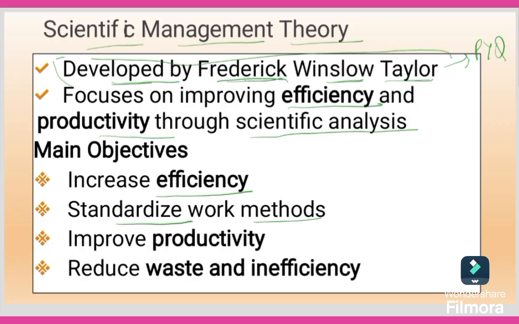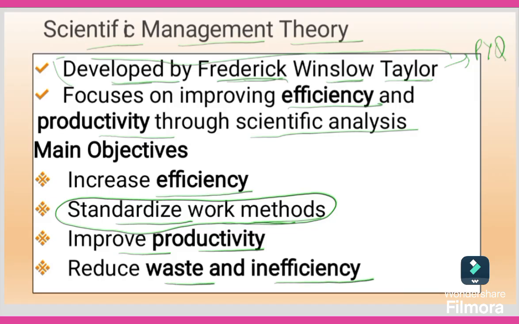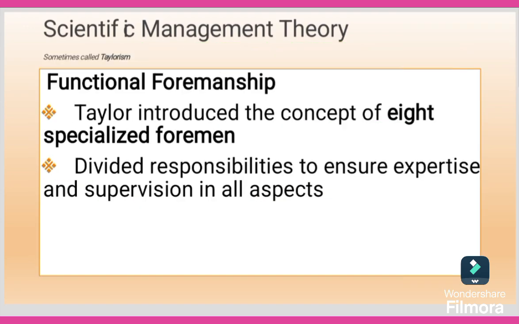The main focus of scientific management theory is standardize the work method. किसी भी process को fix करना, standardize करना. Next is improve productivity, so that we can improve the productivity and reduce waste and inefficiency. Next is functional foremanship. The scientific management theory gives a term functional foremanship, which means divide responsibility to ensure expertise and supervision in all aspects.